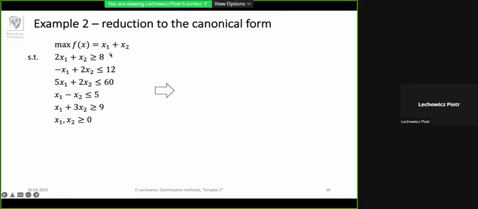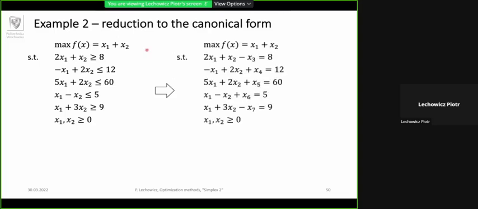So first, what we need to do is to reduce this example to the canonical form. So we are introducing 5 additional variables to convert inequality constraints to equality constraints. All the variables should be greater or equal than 0, so also x3 to x7. They all need to be greater or equal than 0.